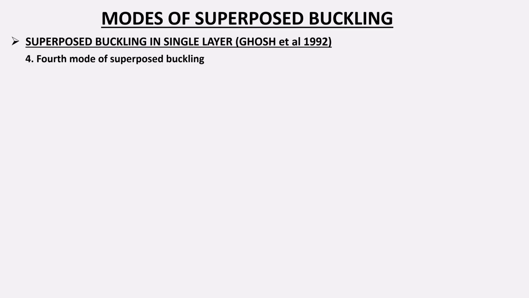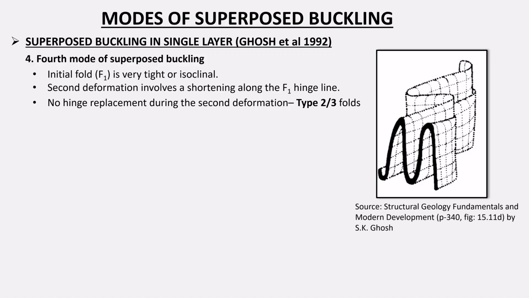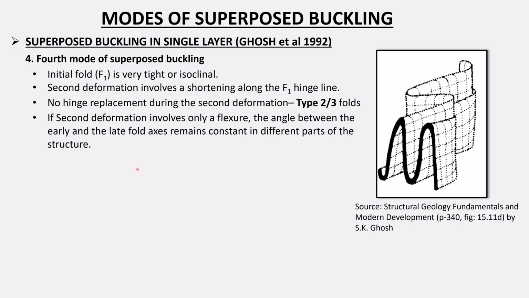The next one is the fourth mode of superimposed buckling. When the initial fold is very tight or isoclinal, this type of folding can occur. But the second deformation event involves shortening along the F1 hinge line. As you can see, the hinge line is curved and shortening along the F1 hinge line occurs. But no hinge replacement can be seen during this deformation. And this type of deformation can produce type 2 or 3 fold interference patterns.